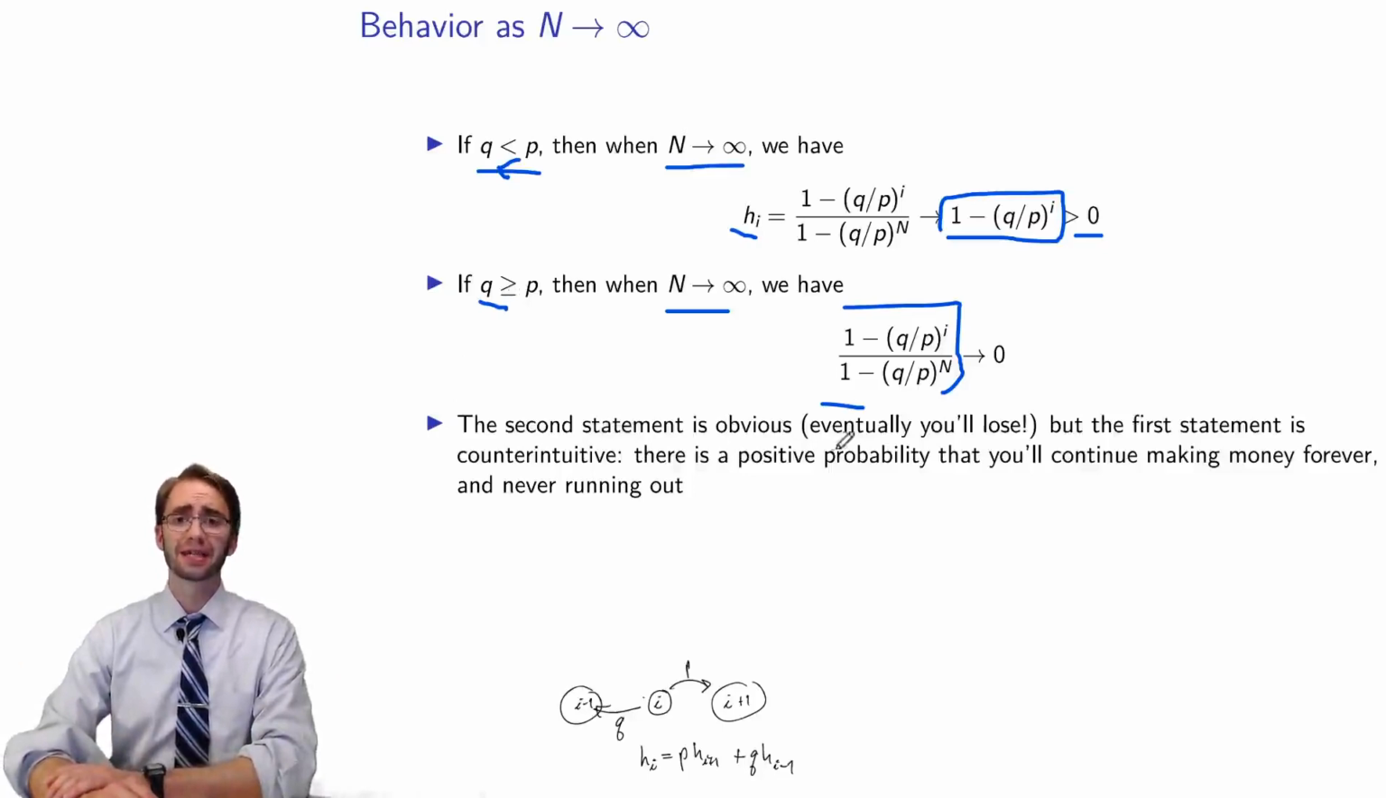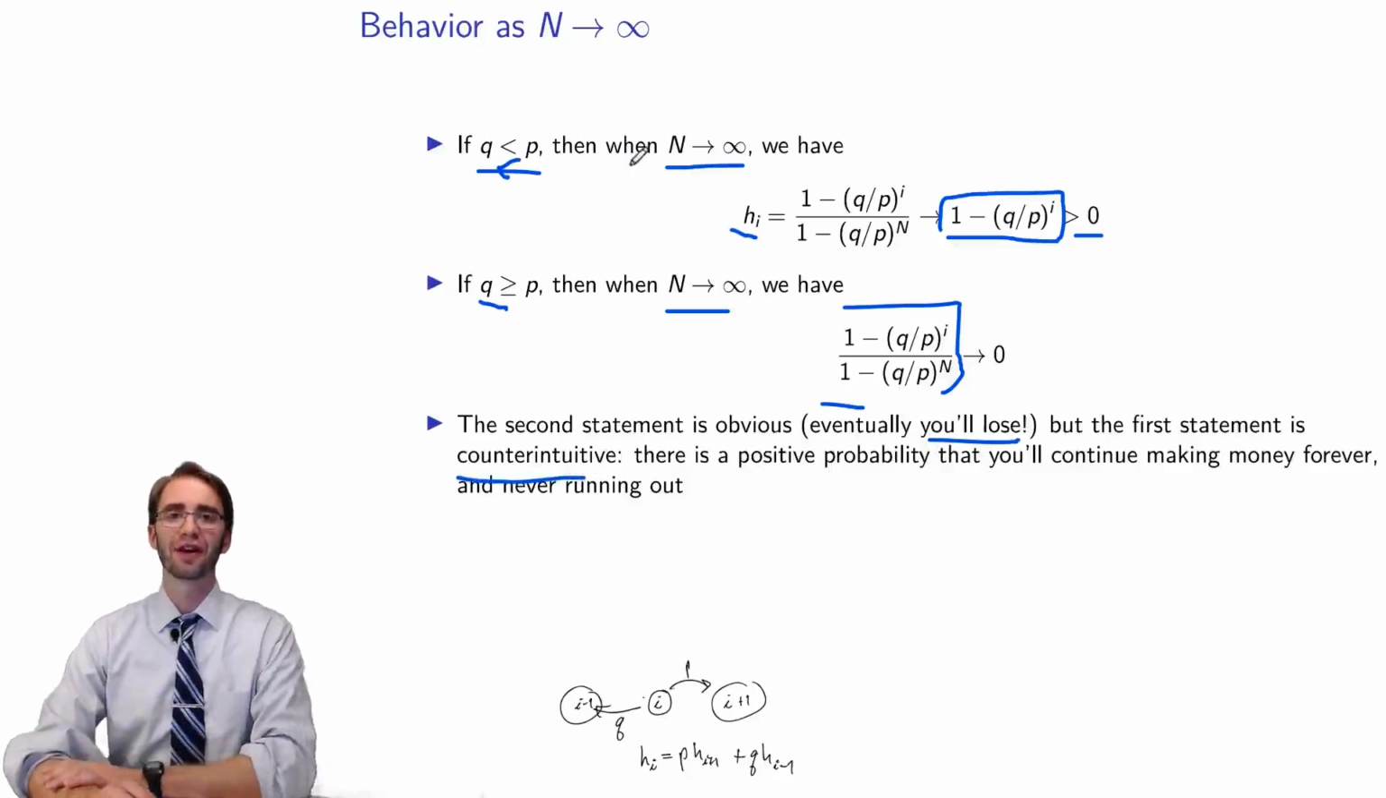So the second statement is obvious, because eventually you'll lose if you're demanding that you earn lots and lots of money. That's why casinos exist. But the first statement is a little weird. The first statement actually says that there's a positive probability that you'll just keep making money forever.